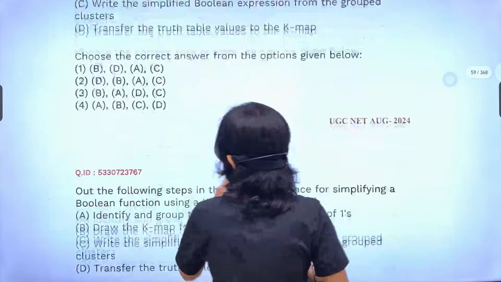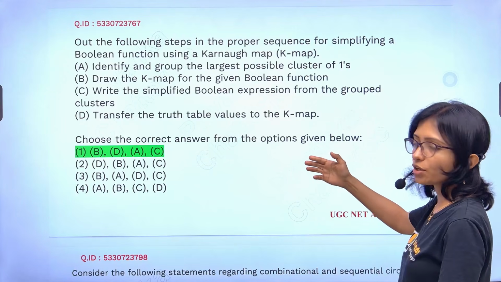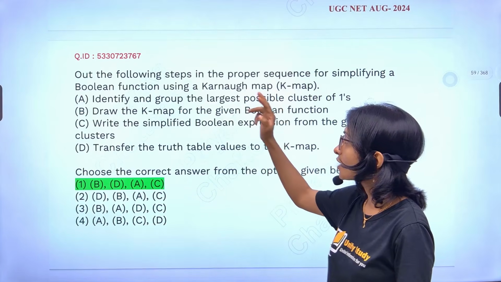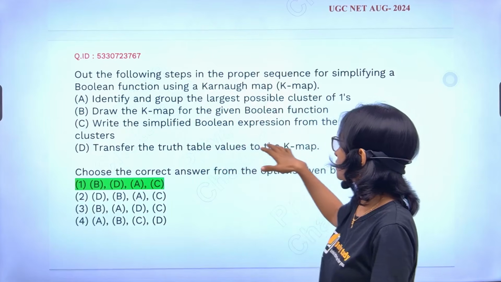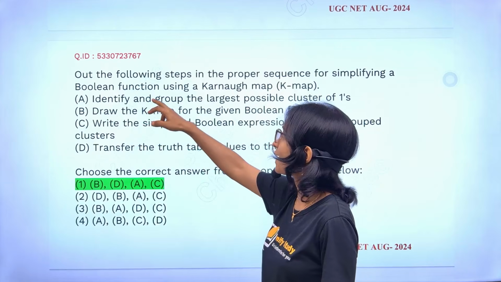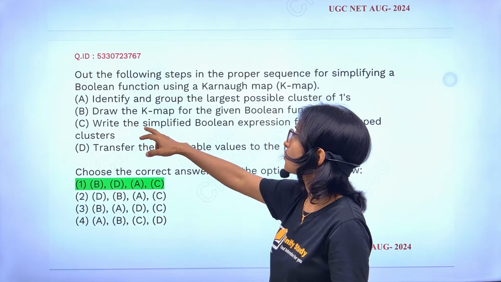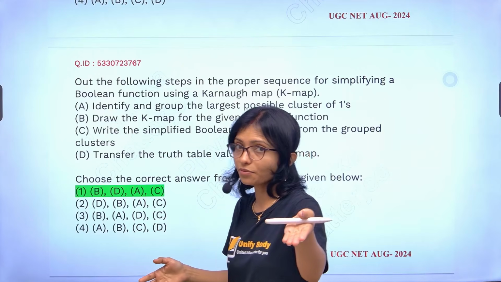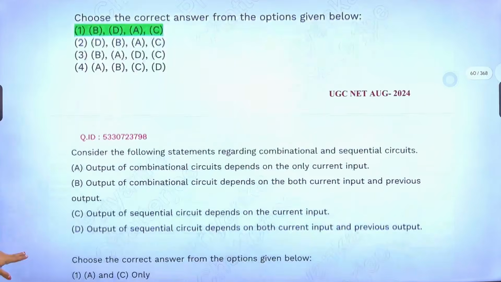So for a K-map, what are we doing? Just now I solved one K-map in front of you, still you are making mistakes. It's your choice. Draw the K-map. That is my first step. After that, transfer the truth table values into the K-map. After that, identify the groups, that is the grouping. And finally, write the Boolean expression for the groups. I solved it just now in front of you. That is the sequence only. So your answer is this one.